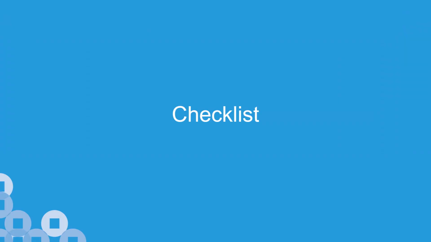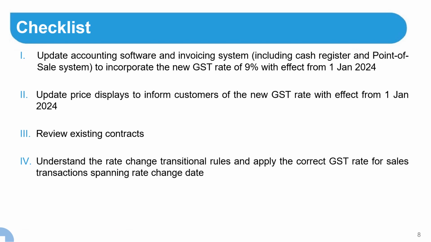We will now move on to our second agenda item, the checklist of things that GST registered businesses need to take note of to prepare for the rate change from 8% to 9% on 1st January 2024. These are generally the areas that every GST registered business should work on to get ready for the rate change.